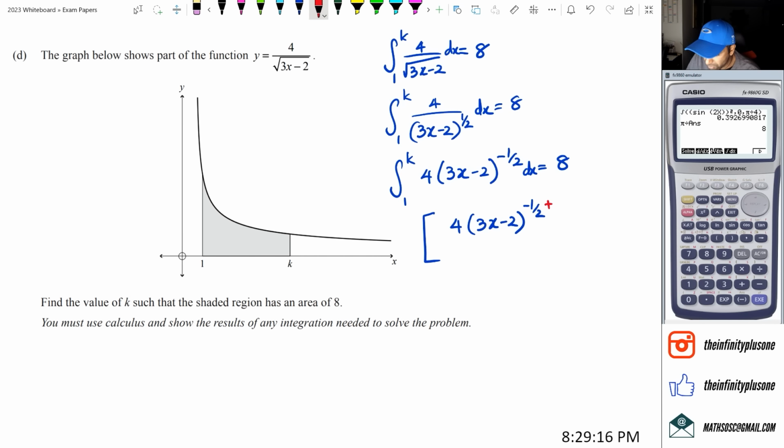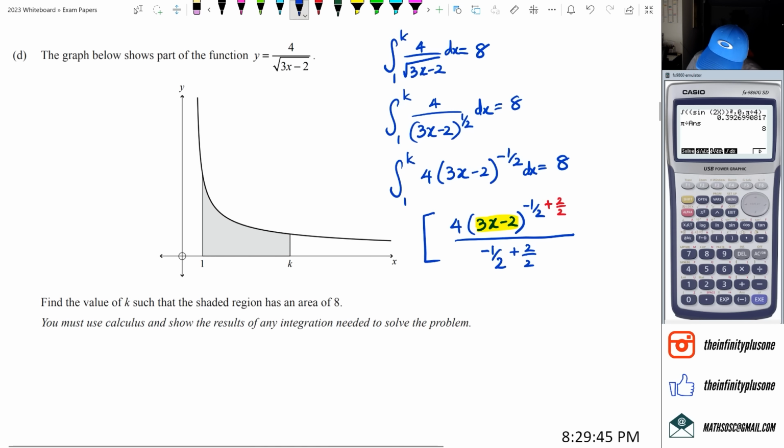But instead of 1, I'm just going to write that as 2 over 2, so it's easy for me to add. And I've also got to divide by the new power. So the new power is actually negative half plus 2 over 2. Plus I've also got to divide by whatever is the differentiation of inside the bracket.